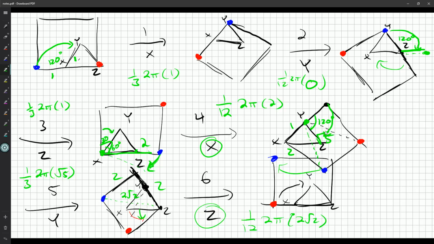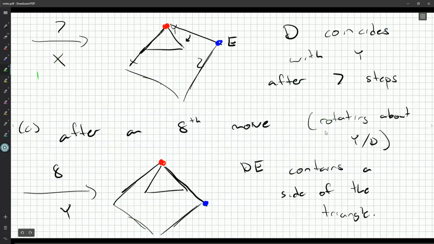Okay. So I'm getting the hang of this, I think. And now we rotate around X, which we are a distance root 5 from. And we need to rotate 120 because this is D coming back to Y. So it'll be 120 degrees, so that's a third of the circumference. 2 pi, and my radius is root 5. And now the last step, 30 degrees downwards.